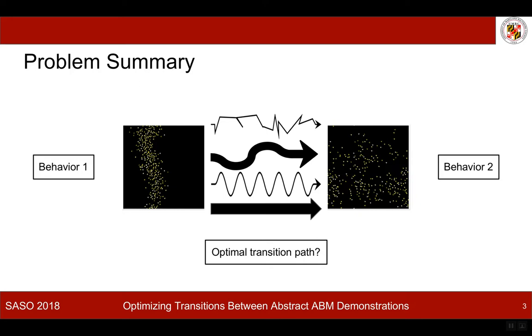This slide illustrates in the abstract what we are trying to solve. We have two behaviors, behavior 1 on the left and behavior 2 on the right. Our goal is to transition from one behavior to the other. As there are an infinite number of possible transition paths we could follow, how do we determine which one to take? Well, this problem actually has two parts.